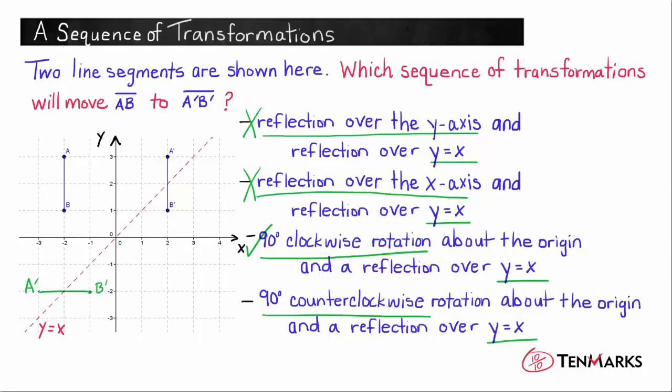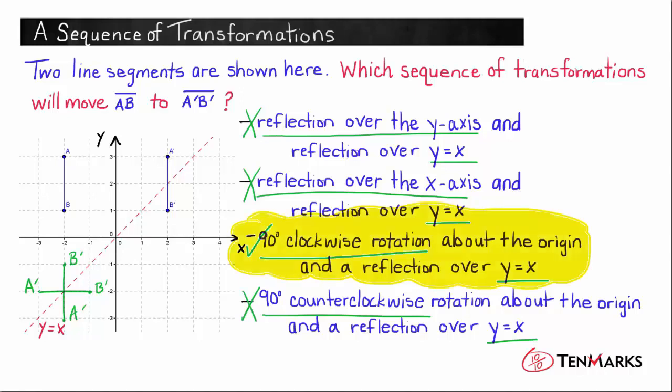The last step will be to reflect this segment over the line y equals x, and when we do that, B is going to land here, and A is going to land here. So our new segment, according to the last answer choice, will land here. So answer choice 4 doesn't work, and that means that answer choice 3 is our best choice.